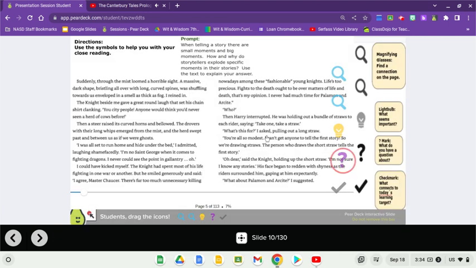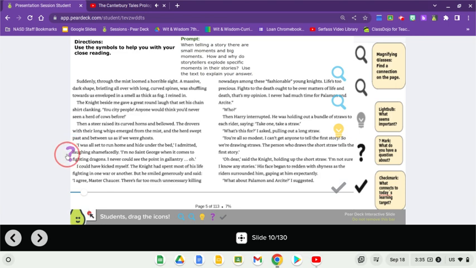Suddenly, through the mist loomed a horrible sight. A massive dark shape, bristling all over with long, curved spines, was shuffling towards us, enveloped in a smell as thick as fog. I reined in. The knight beside me gave a great round laugh that set his chain shirt clanking. "You city people! Anyone would think you've never seen a herd of cows before." Then a steer raised its curved horns and bellowed. The drivers with their long whips emerged from the mist, and the herd swept past and between us as if we were ghosts. "I was all set to run and hide under the bed," I admitted, laughing shamefacedly.